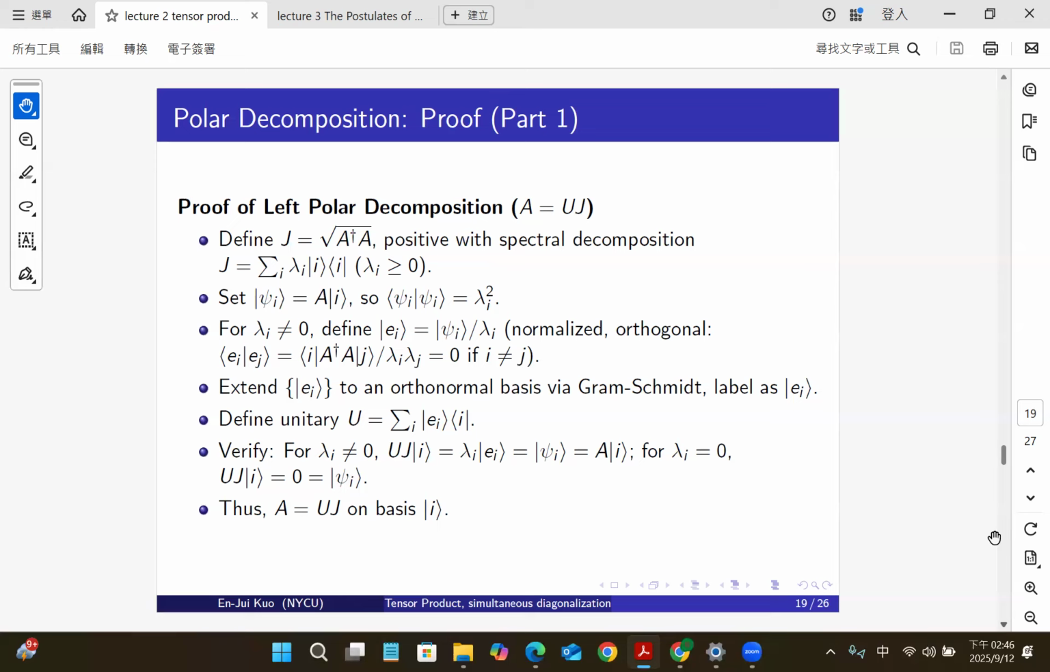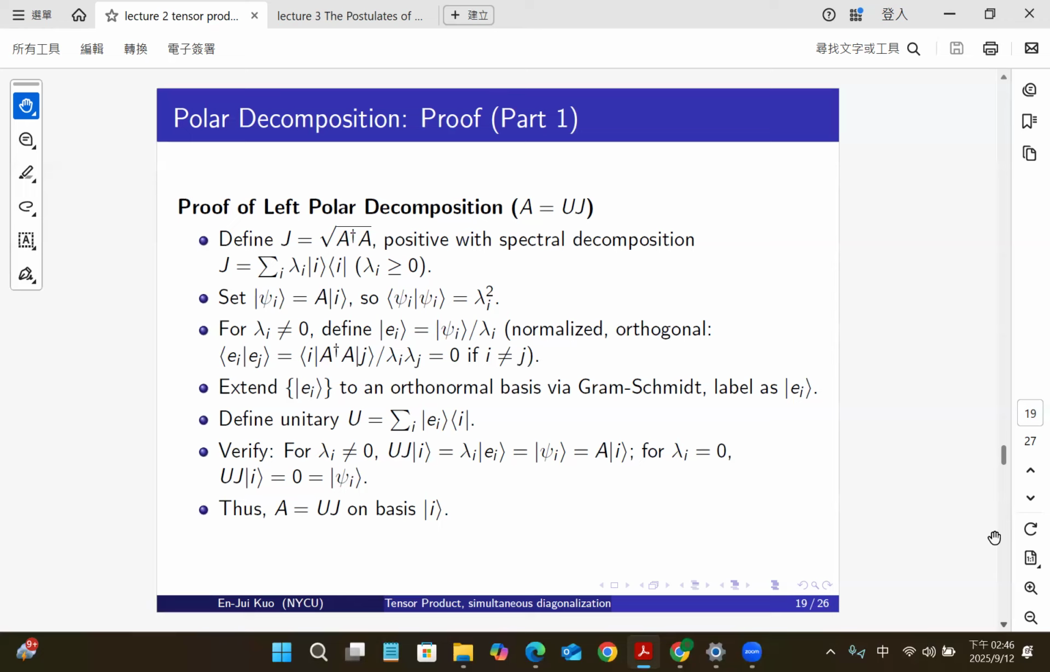I mean, it's good if everyone knows this is positive semi-definite. Because you take any vector psi, the norm of the vector A psi, by definition, is psi dagger A dagger A psi. So when you take this square, it becomes this, so this is always positive.